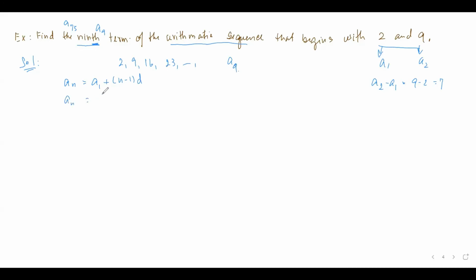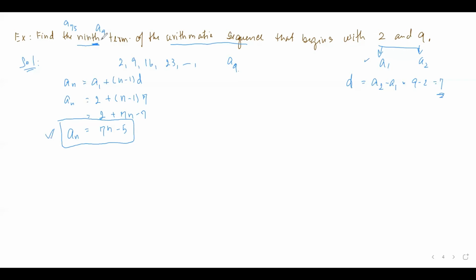Now, A1 we know already is equal to 2. So you have 2 plus n, the term we don't know, minus 1. And D we know already from here, D equal to 7. So you replace it in. So it becomes 2 plus 7 times n minus 7. So we have 7n minus 5. So we got the nth term or general term, the formula for this question is this one.